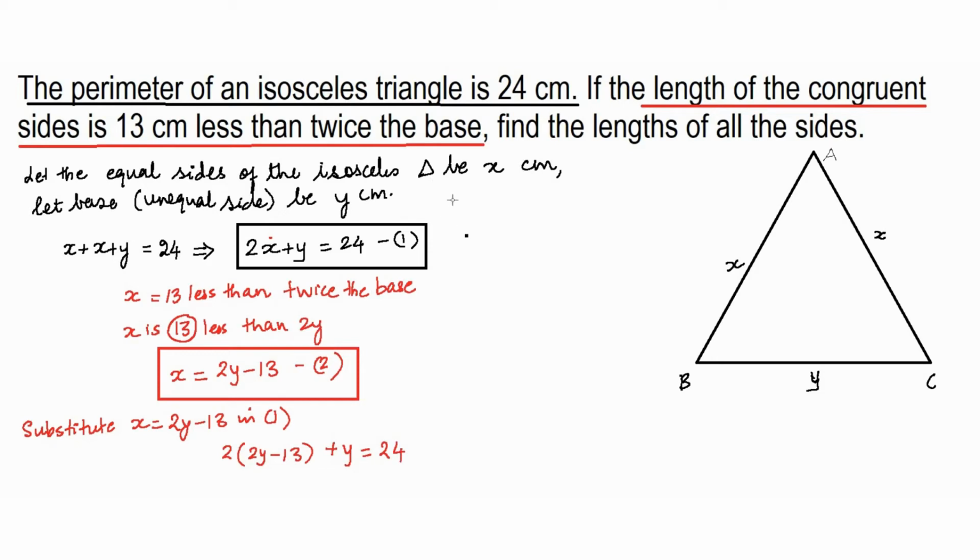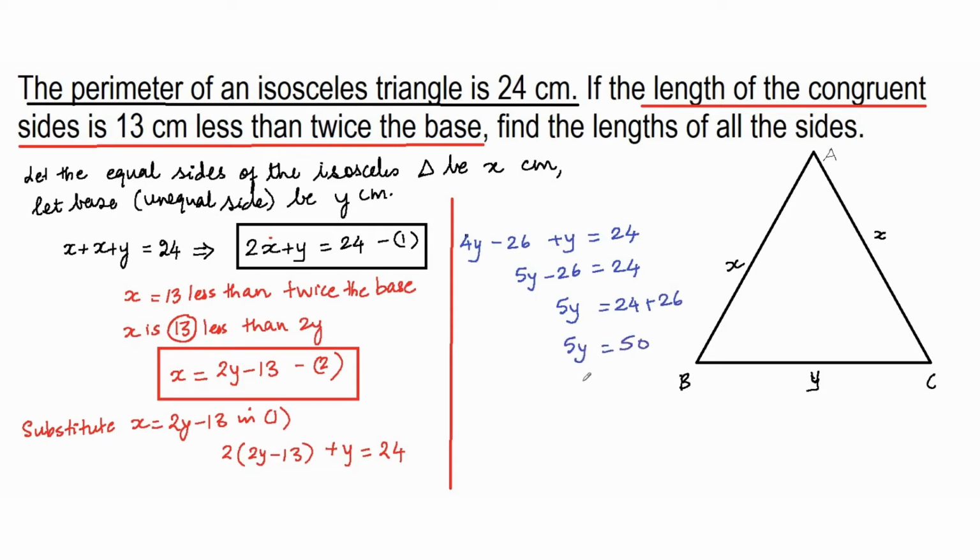Now let us solve the given equation for y. 2 times 2y is 4y. 2 times negative 13 is negative 26, plus y is equal to 24. 4y plus y is 5y minus 26 is equal to 24, which means 5y is equal to 24 plus 26, which means 5y is equal to 50, and therefore y is equal to 50 by 5, which is 10. So the value of y is 10.